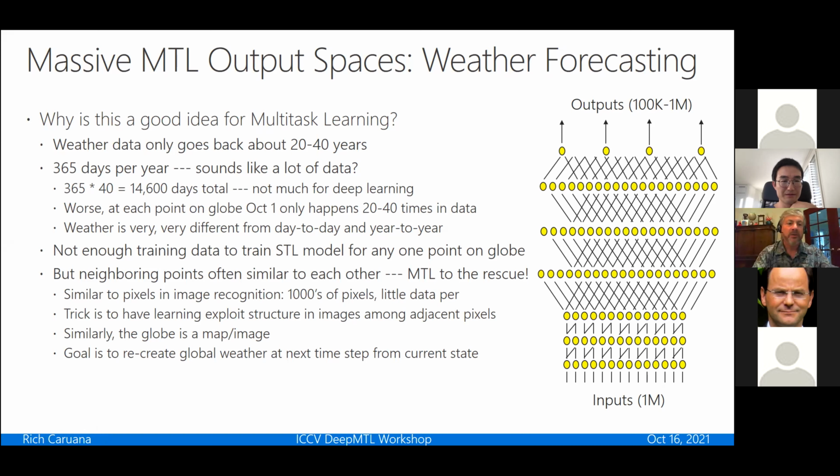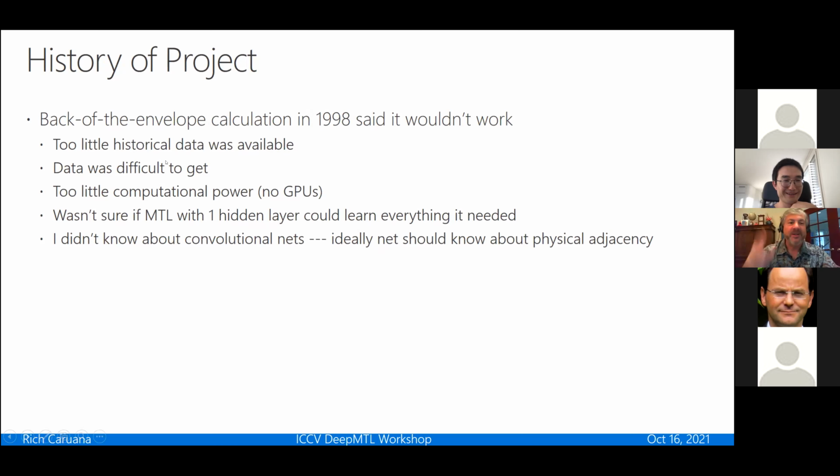Now, back in 1998, I did a back of the envelope calculation, and I decided it's not going to work. At least it's not going to work yet. There was too little historical data back then. There was less than 20 years available. It's hard to get the data. We didn't really have GPUs. I didn't know if multitask learning with one hidden layer was really going to work.